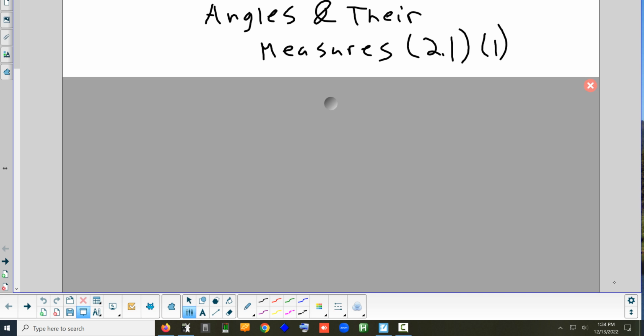So the last section we are going to look at is 2.1. Generally, I split this up into 3 sections. We're only going to do 2 of them because of the half-day on Friday. So we'll do part 1 and part 2 of this section.